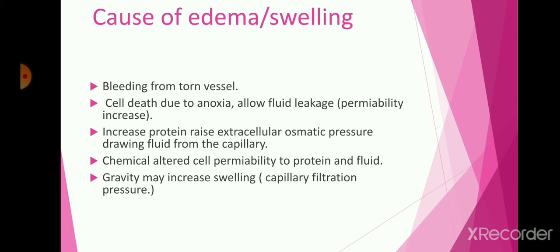An increase in protein raises the extracellular osmotic pressure, drawing fluid from the capillary, and sometimes chemicals alter the cell permeability, allowing protein and fluid to leak. Due to all this, WBC and RBC that get outside of the blood vessel accumulate at the site of injury, which shows the formation of swelling or tumor. So this is a sign of inflammation, which triggers the swelling.